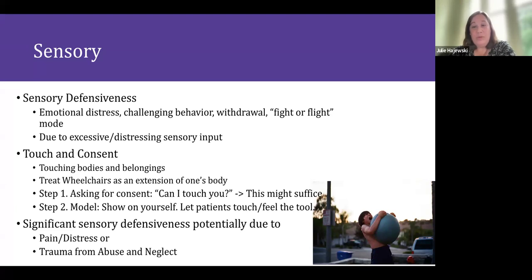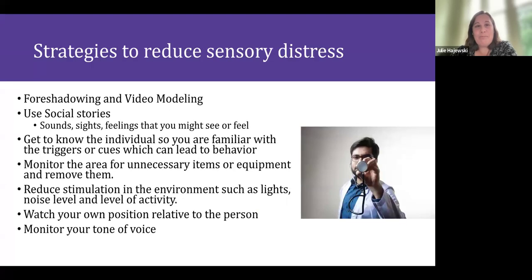I think it is important, as we previously touched on, to remember that there may be previous trauma or abuse or neglect that stimulates some of that sensory defensiveness. And so recognizing that there may be very deeply ingrained trauma that three or four visits a year to your office are not going to overcome. So figuring out how we work together to take good care of someone is your job as the healthcare provider. Some of the things that can be utilized to reduce sensory distress, there are many.